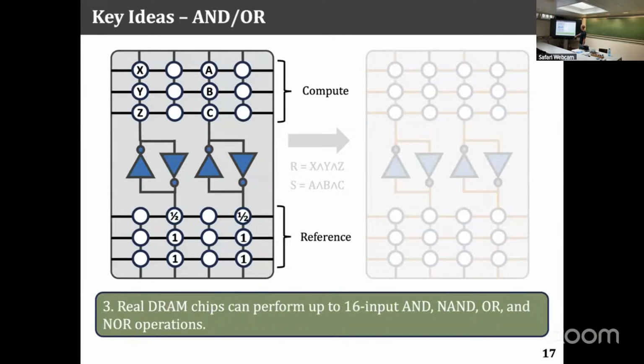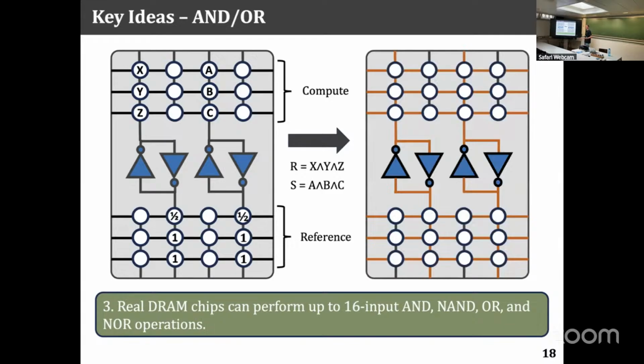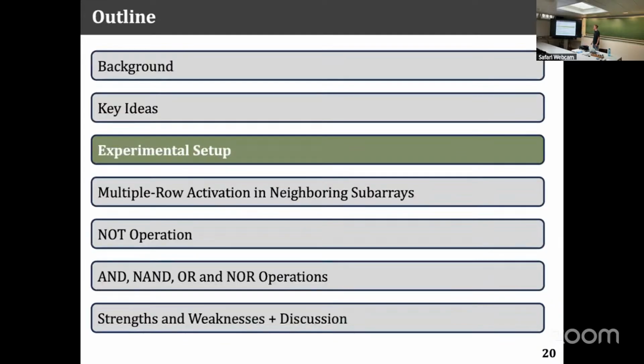So the key idea here is that we have a compute subarray. One of the subarrays is storing the operands that we want to compute on, here X, Y, and Z. And the other subarray is storing some reference values, which the operands are compared against. Depending on these reference values, we can basically do the AND as well as the OR function. And the opposite result will be stored in the reference subarray in the end. But we will see it in way more detail in a second.